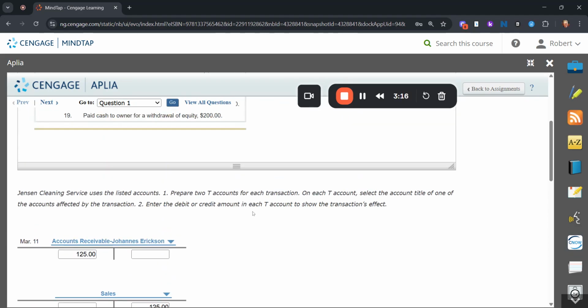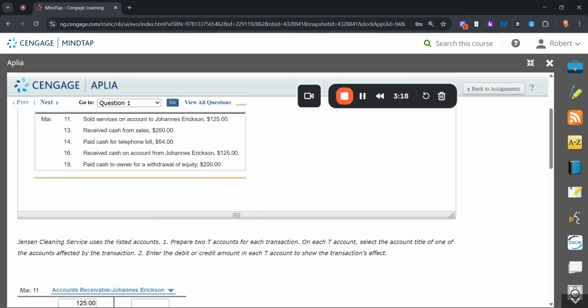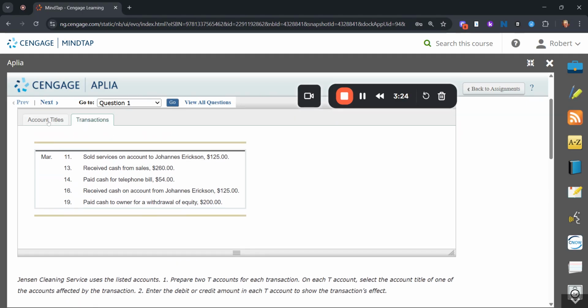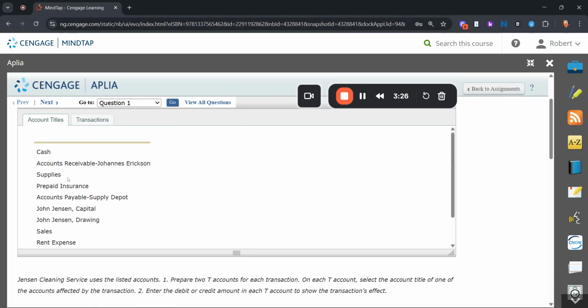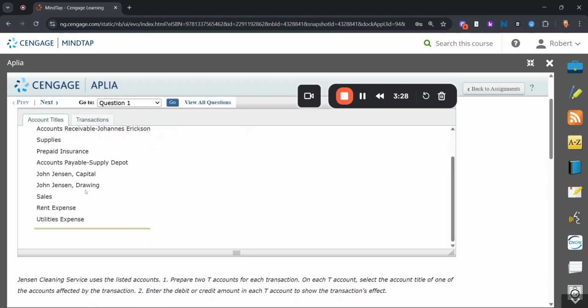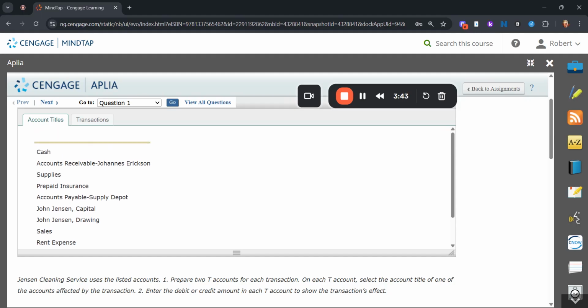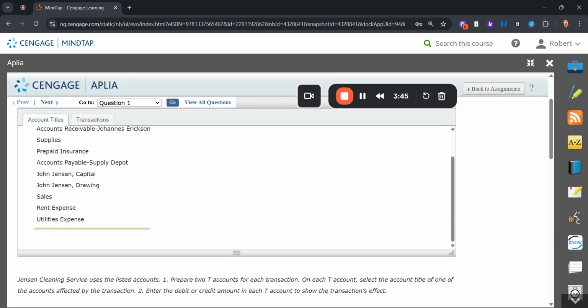And the next transaction for the 14th, paid cash for telephone bill. So if you look at account titles, there's no telephone bill on here, but telephone bill is going to fall under that utilities expense title. That's a utility. So that'll be counted as utilities expense. So we've got our two accounts, cash and utilities expense.